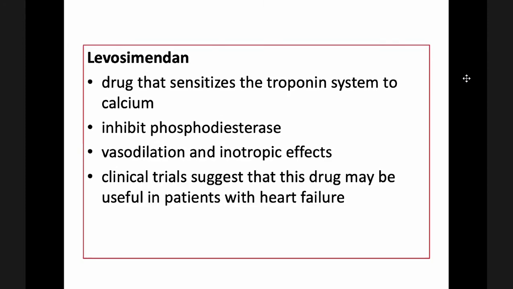So levosimendan is a drug that sensitizes the troponin system to calcium. So it inhibits your phosphodiesterase. It causes vasodilatation and it has an inotropic effect. There are clinical trials suggesting that this drug may be useful also in patients with heart failure.